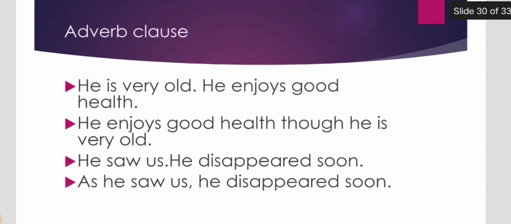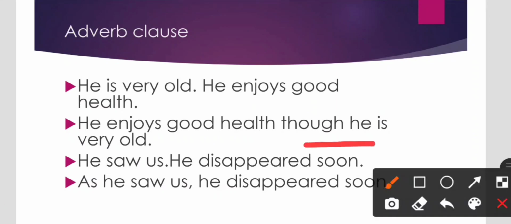Next is adverb clause. He is very old. He enjoys good health. He enjoys good health though he is very old, because two contradictory statements and we will use though, although. He saw us. He disappeared soon. As he saw us, he disappeared soon. जैसे ही हमें देखा वो disappear हो गया.